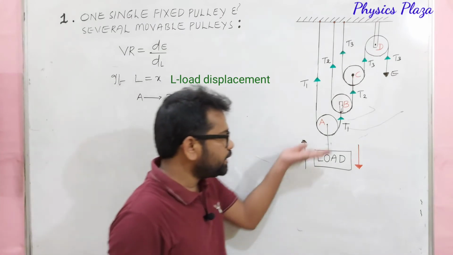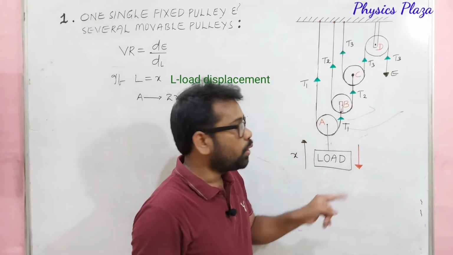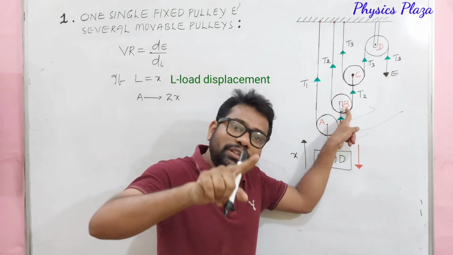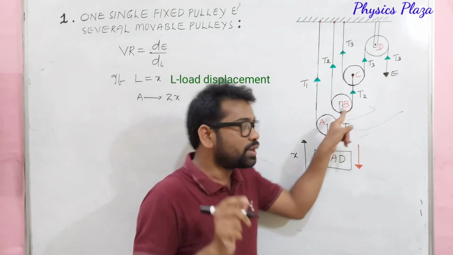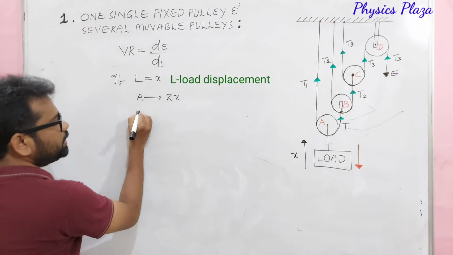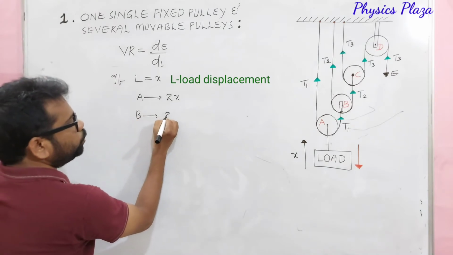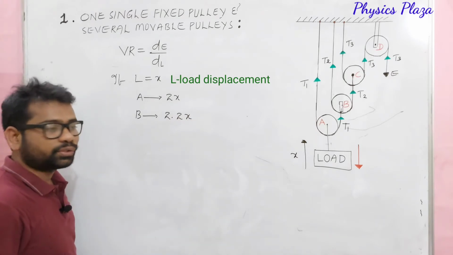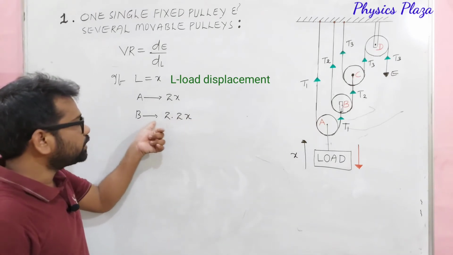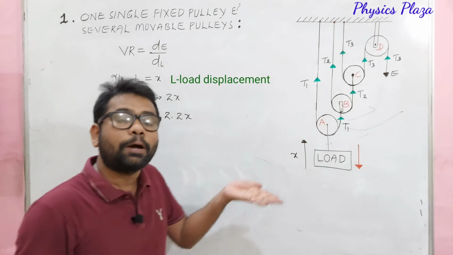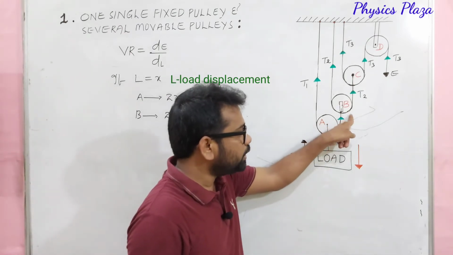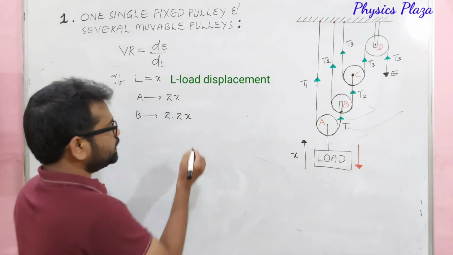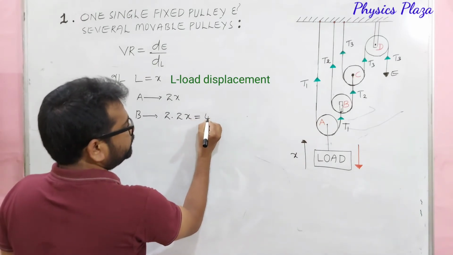Okay. Then if A is raised by 2x, dear children, what about B? B will be raised by double that of the 2x. That is, B is raised by 2 times this 2x. So this is the displacement of the pulley B vertically upwards. As pulley B is raised by 2 times 2x, we are getting it as 4x.